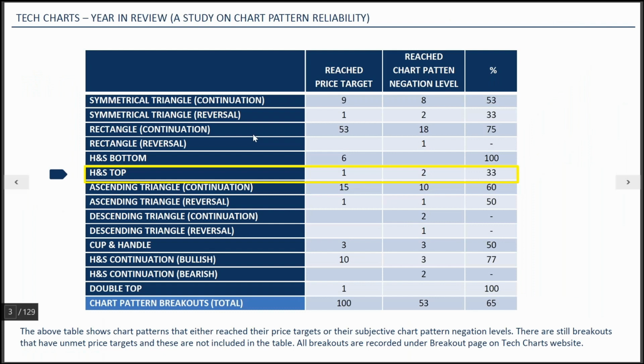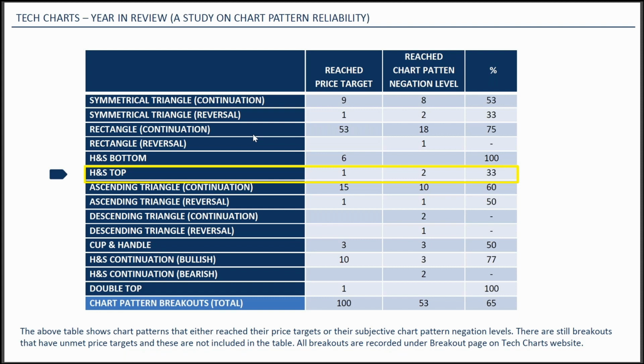So here's a table that I prepared. This table shows chart patterns that either reach their price targets or their subjective chart pattern negation levels. There are still breakouts that have unmet price targets, and these are not included in the table. As a reminder, all breakouts are recorded under the breakouts page on TechChart's website.